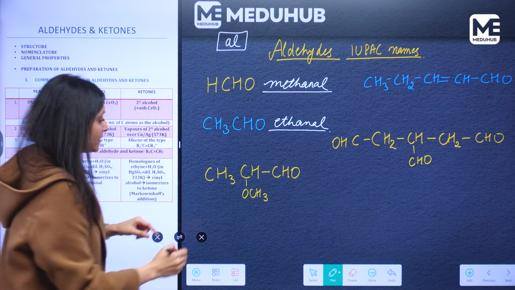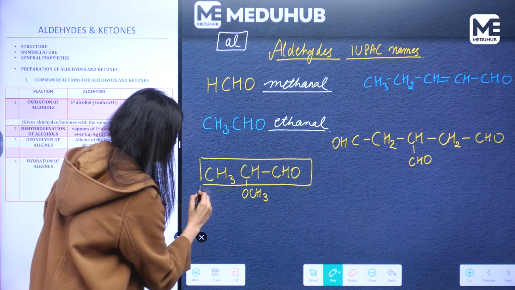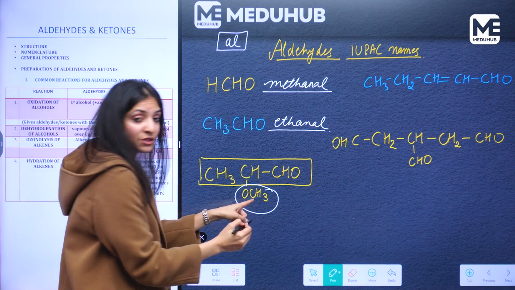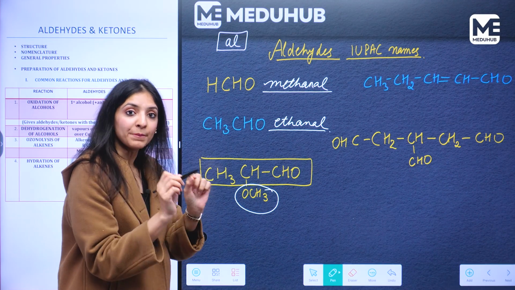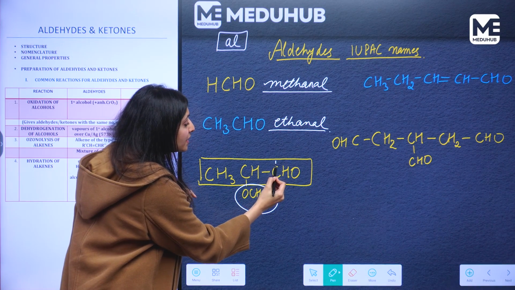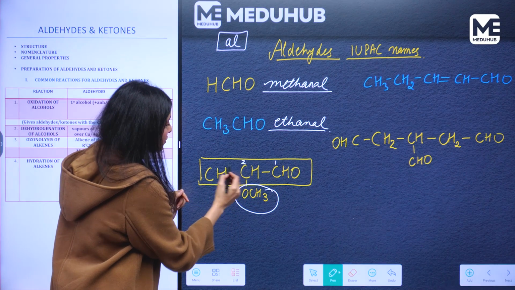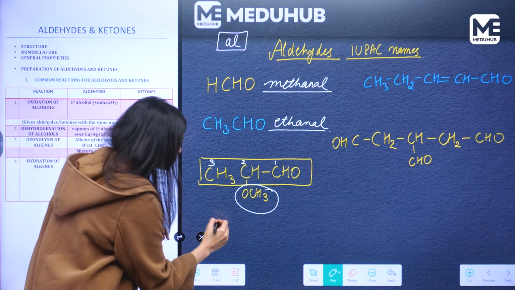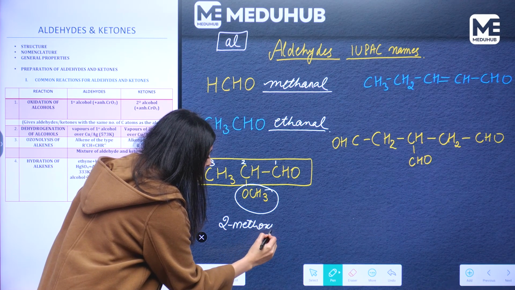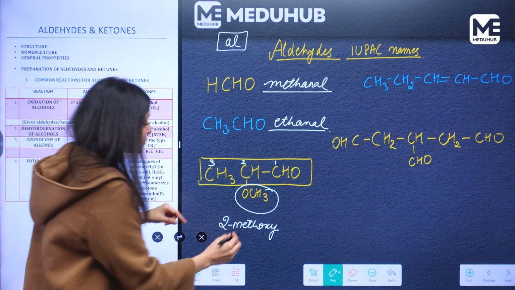Look at the third example here. The basic carbon chain here is this one, containing 3 carbons. Now there is a methoxy group as a substituent here. So for that you will have to number. Now in the IUPAC system of nomenclature, numbering starts from the carbon which contains the carbonyl group. So this is carbon 1, this is carbon 2, this is carbon 3. So this will be 2-methoxy. Since there is a methoxy group at second carbon, 2-methoxy, and there are 3 carbons derived from propane, this will be propanal.